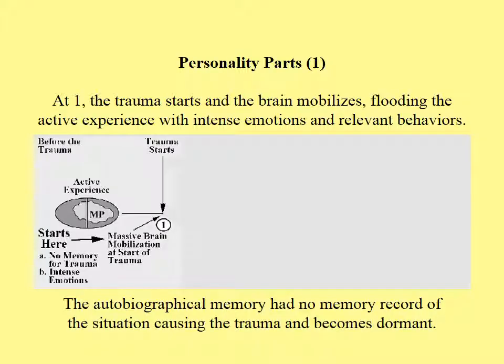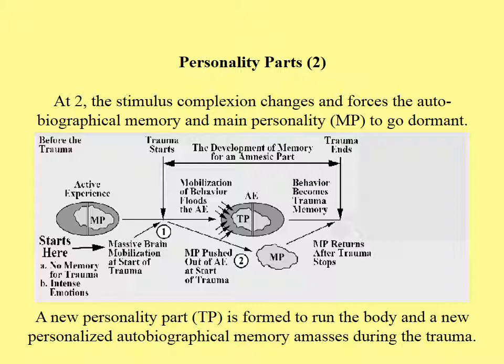With no memories to handle the trauma and with intense emotions, at 1, the trauma starts and the brain mobilizes, flooding the active experience with intense emotions and relevant behaviors. The autobiographical memory had no memory record of the situation causing the trauma and becomes dormant. At 2, the stimulus complexion changes and mobilizing behavior and emotions flood the active experience, forcing the autobiographical memory and main personality to go dormant.